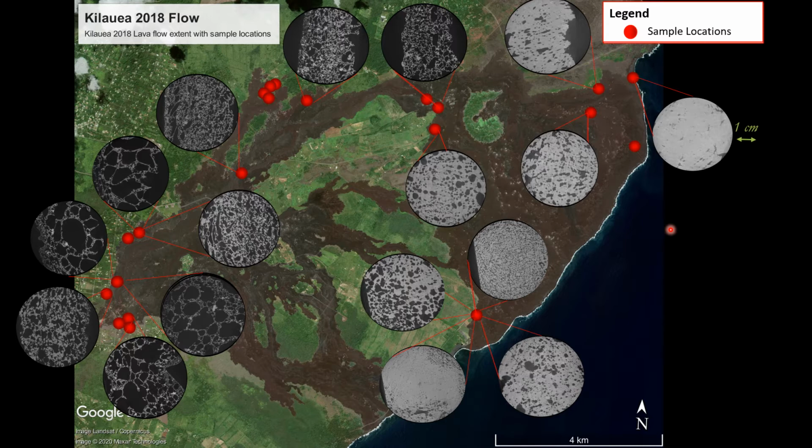What you see here are 2D slices through those 3D images, and you can see that the light gray to white material is actually the solid material of the samples, while the black and dark gray sections are either vesicles or the actual external portions of those samples. You can see that there is an overall trend towards denser, less vesicular material down towards the lava delta, at the far edge of the flow, and much more vesicular material close to the vent.